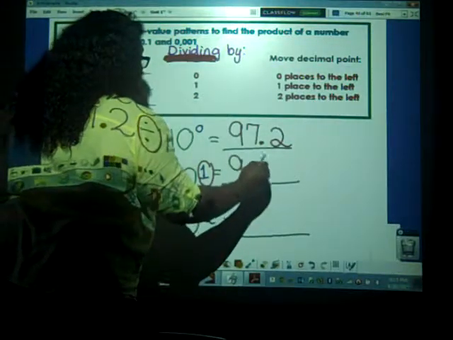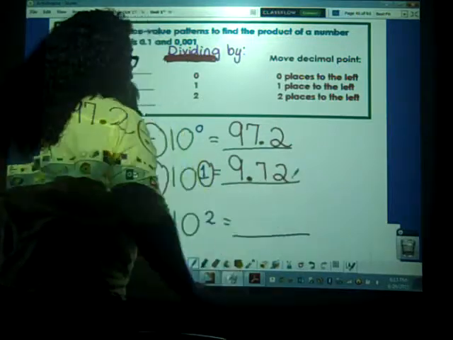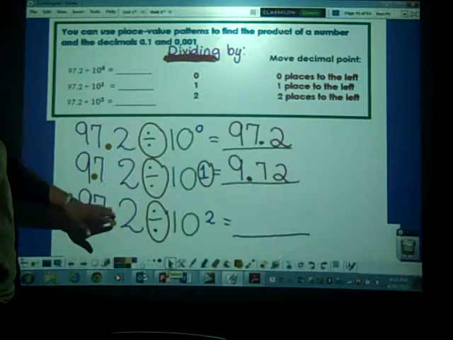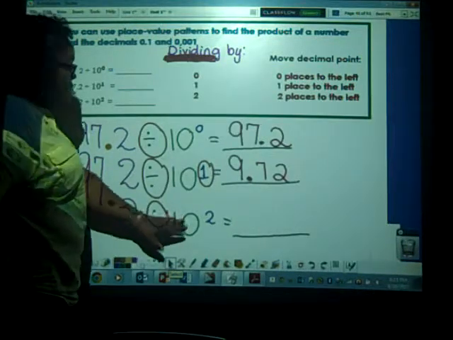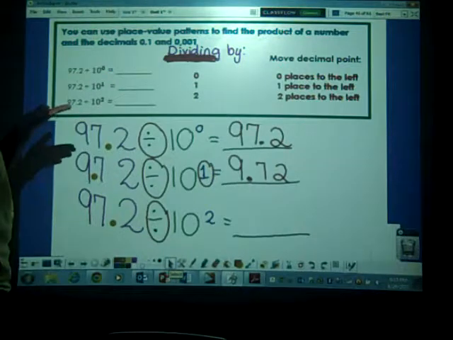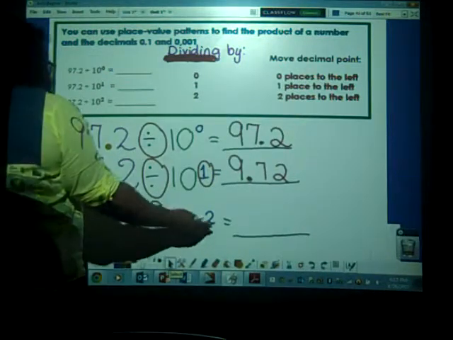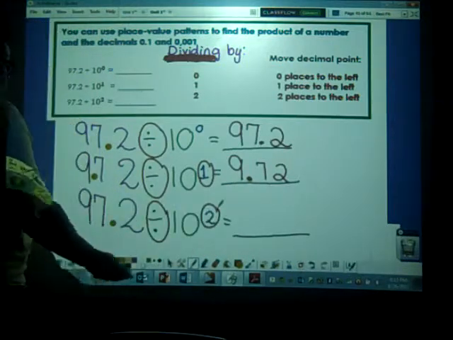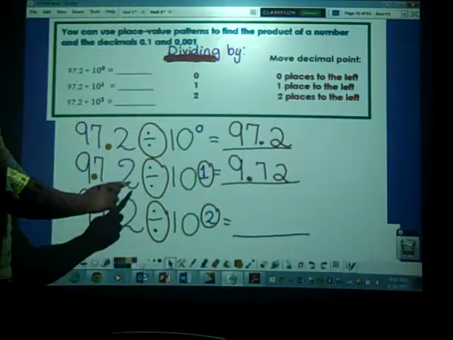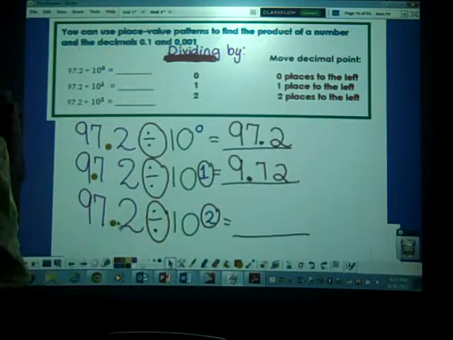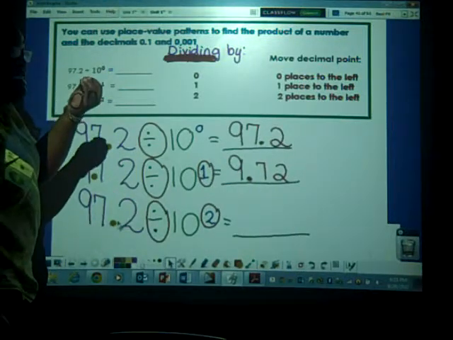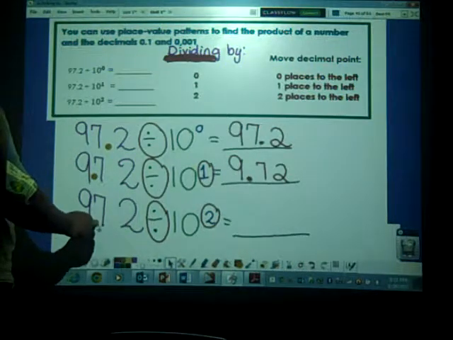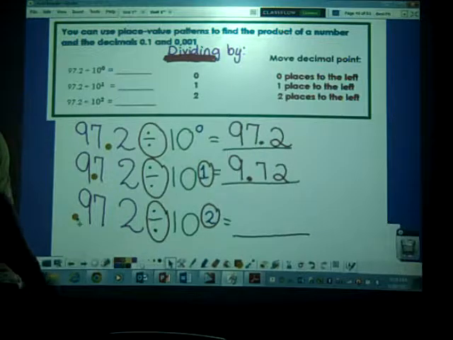9 and 72 hundredths. Now, we also have the same problem, 97 and 2/10, but we are dividing by 10 to the second power, which is also 100 as a whole number. So this exponent right here is telling us that we have to move this orange colored decimal point 2 places to the left. Why are we going to the left? Because we are dividing. Dividing, decreasing, going down in value. So it's going to go from 97 to 9 and 72 hundredths.